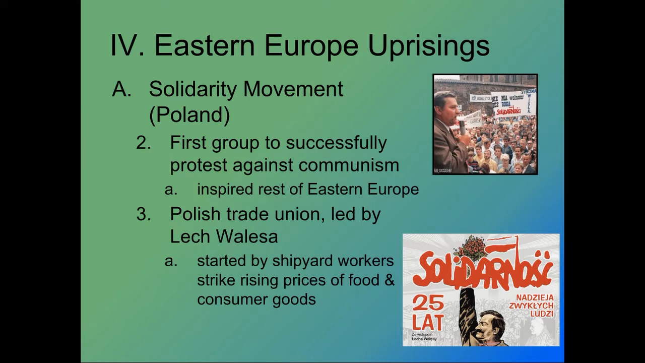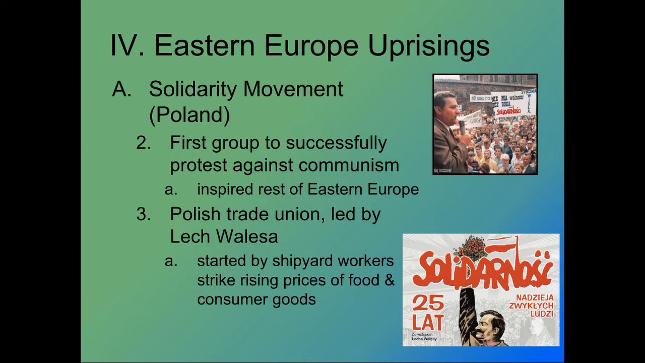And they start striking. Initially, it's a trade strike. So it's just the shipyard workers, which, if they're striking, means Poland can't import any of their goods, which then means all these other industries that rely on the goods being imported can't work. So it's going to clog up and kind of destroy the economy. So it has a large effect. And they start going on strike. They're led by a man named Lech Walesa, who's up there talking to the people.